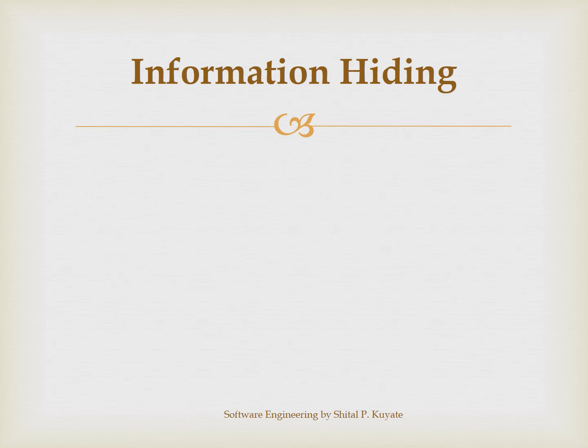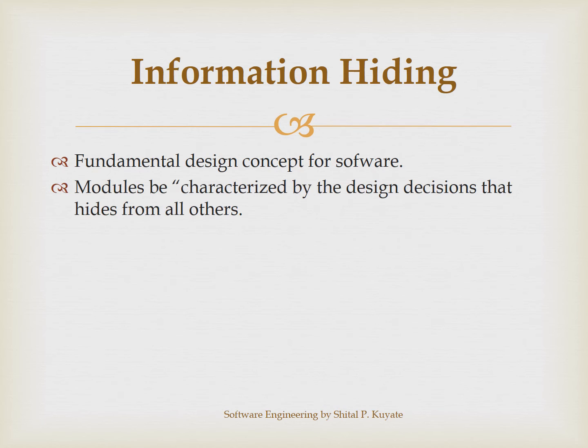Now, let us see what information hiding is in the design concept. Information hiding is a fundamental design concept for software. The principle of information hiding suggests that modules be characterized by design decisions that hide from all others. In other words, modules should be specified and designed so that the information, or the algorithms and the data contained within a module, is inaccessible to other modules that have no need for such information.